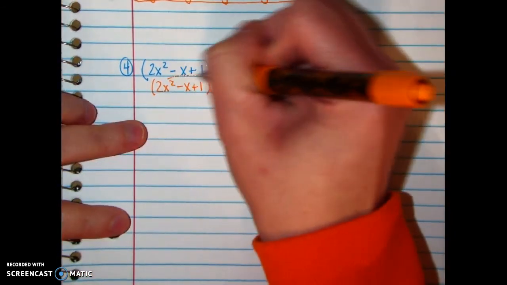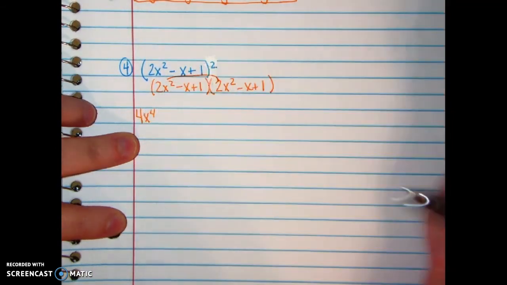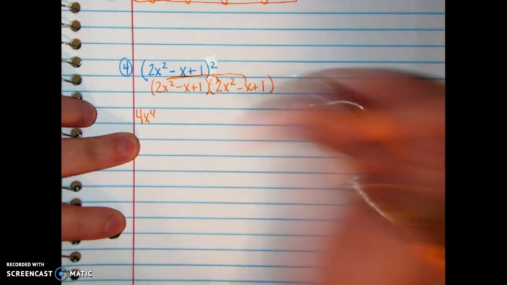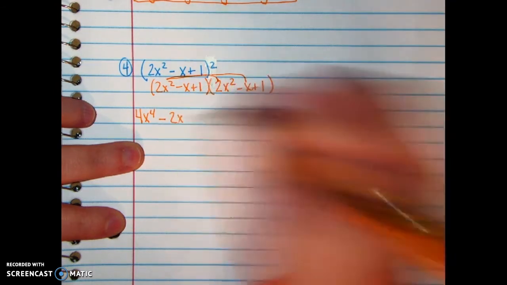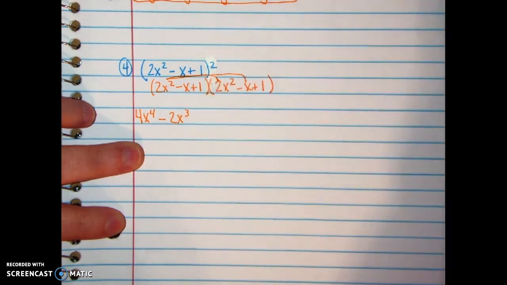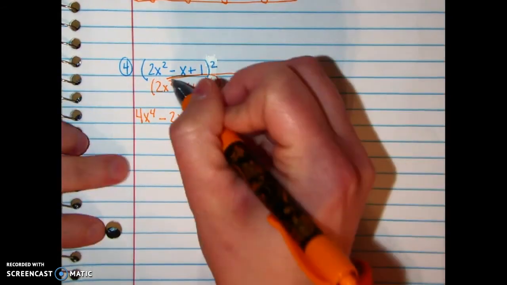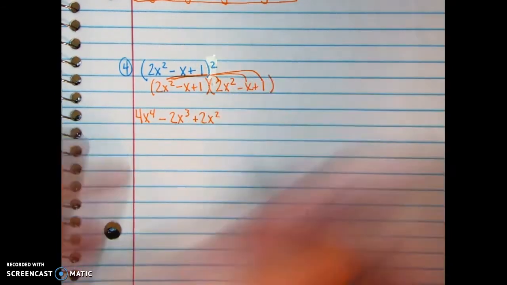So 2x squared times 2x squared is 4x to the 4th. 2x squared times negative x is negative 2x cubed. 2 plus 1 is 3. And then 2x squared times 1 is just 2x squared.